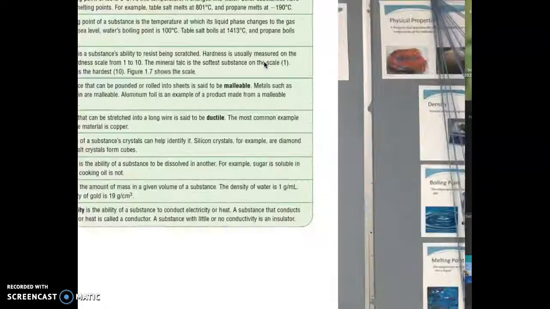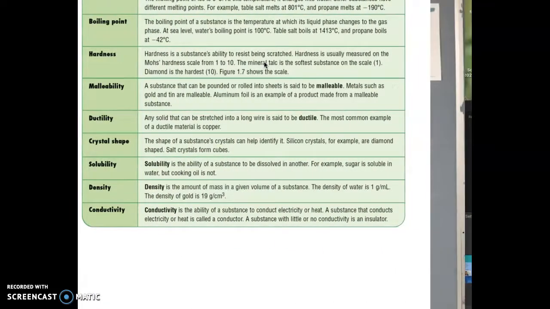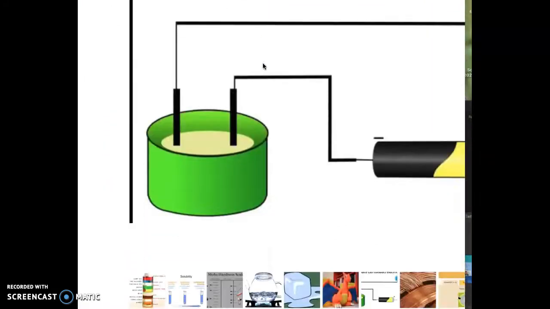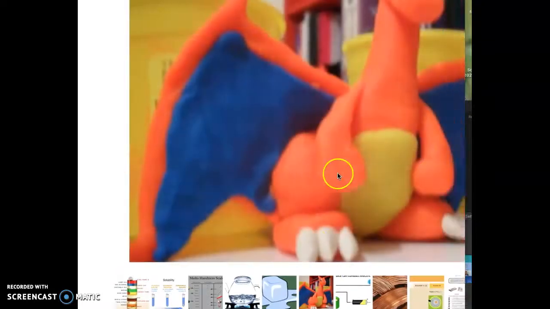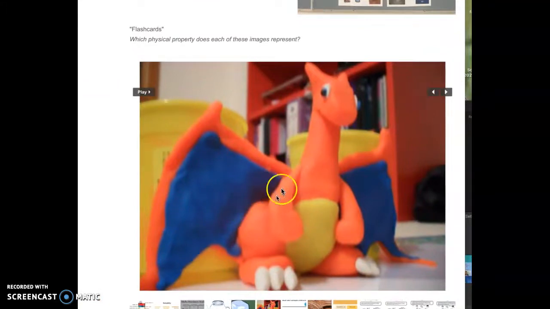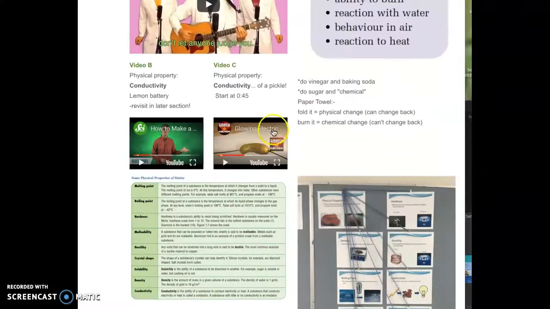What else do we got here? Malleability. If something is malleable, that means you can change its shape, right? So gold, tin foil. My favorite example is Play-Doh. Play-Doh is malleable. That's why we have a picture of, I don't know what's his name, Charizard, Charmander, the Pokemon. One of the kids made this Play-Doh Pokemon to show malleability.